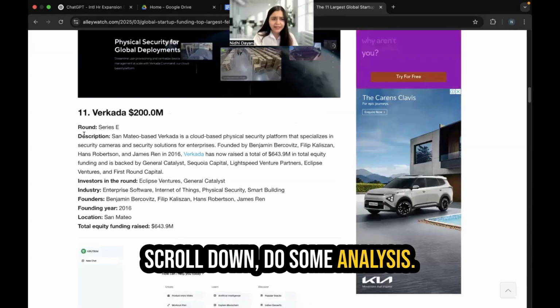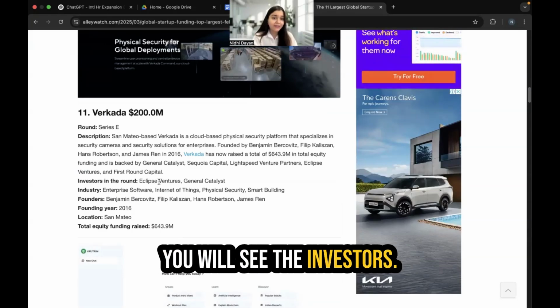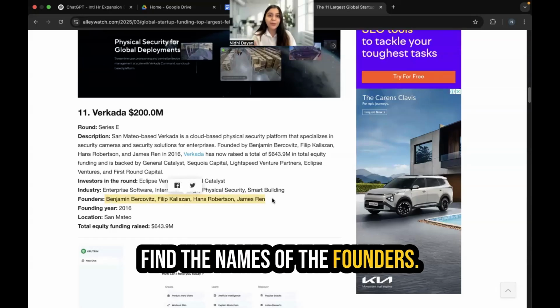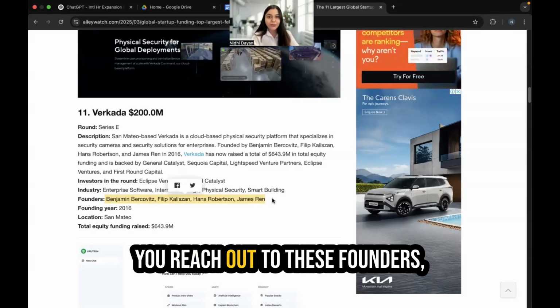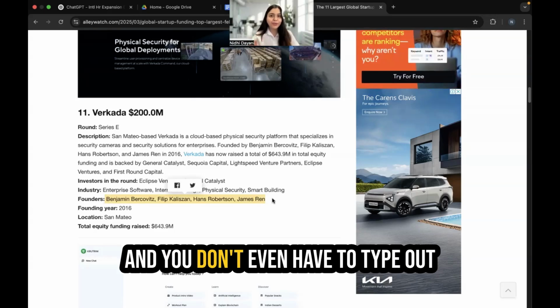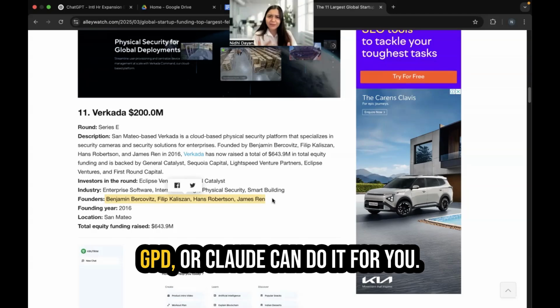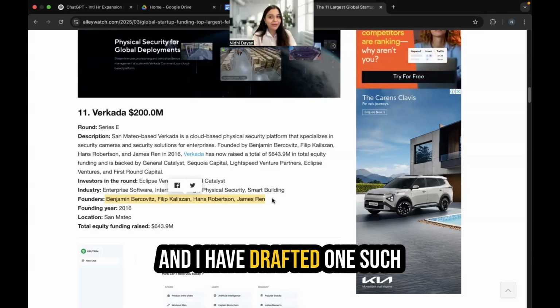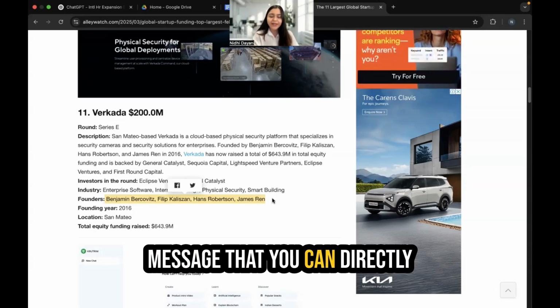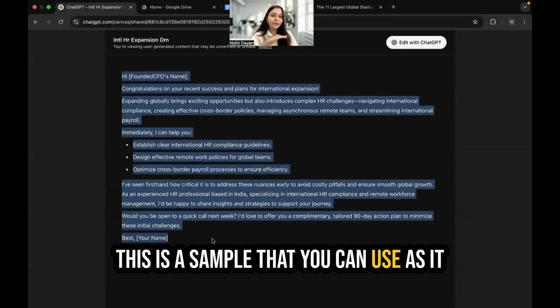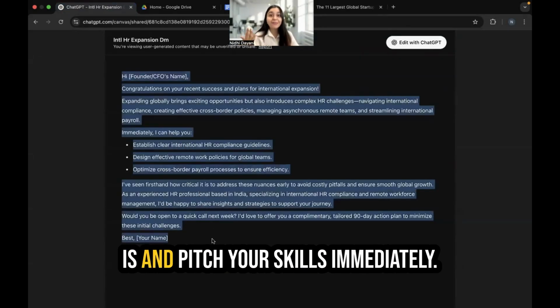Scroll down, do some analysis. You will see the description, you will see the investors. You will also easily be able to find the names of the founders. What is it that you do? You reach out to these founders. And you don't even have to type out a message on your own. An AI tool like ChatGPT or Claude can do it for you. And I have drafted one such message that you can directly send to these founders. This is a sample that you can use as it is and pitch your skills immediately.